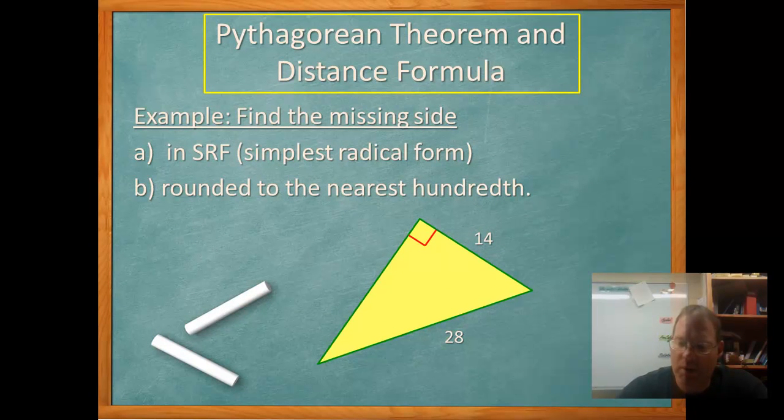So what we might have to do in the problem is find that missing side, but they may specify one method over the other, or one type of answer over another. One could be simple radical form, SRF, or they could ask you to round to the nearest hundredth, so let's go over both of them.